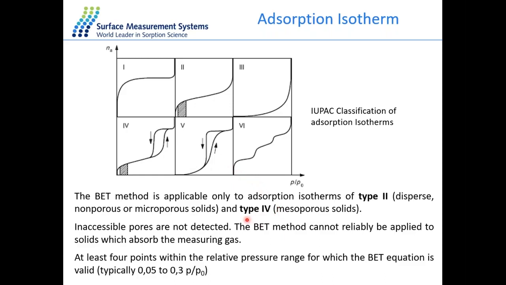If you want to apply the BET equation, you have to make sure that the isotherm is of the right shape or type. So you have to have what's typically classified as a type 2 or type 4 isotherm to appropriately apply the BET equation.